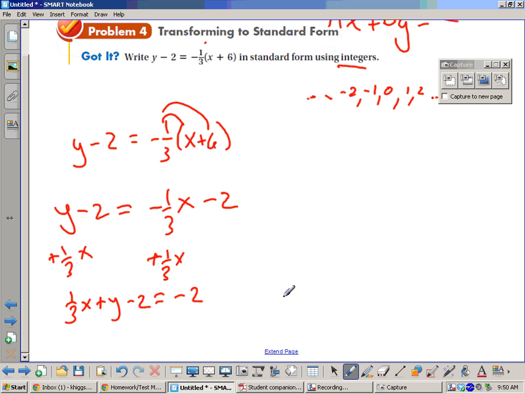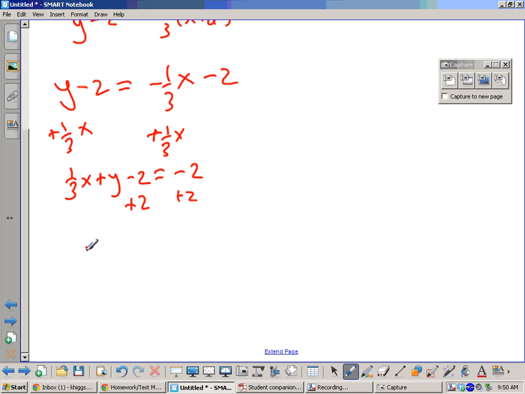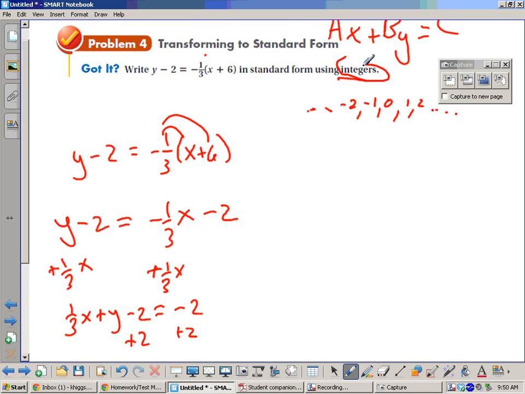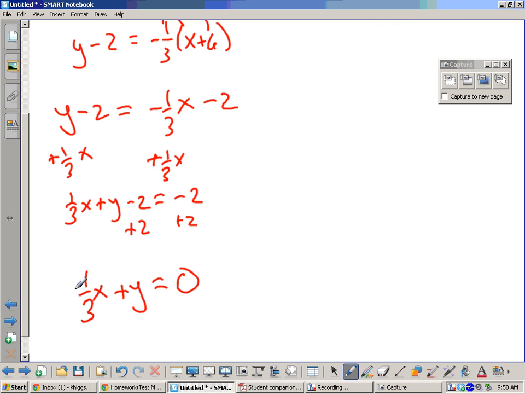And then the last thing we need to do here is add 2 to both sides. So we end up with 1/3 x plus y equals 0. Now, in order for it to be standard form, we need them to be integers. 1/3 is not an integer. So what we need to do is multiply by the denominator to clear the fractions.